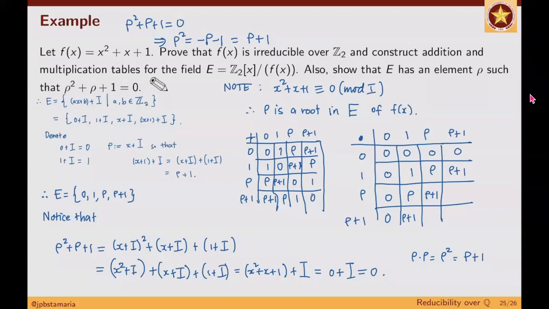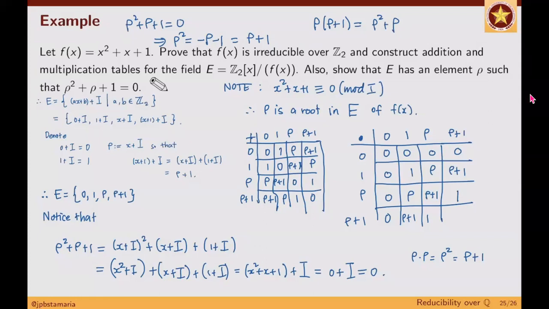Sige nga, gawin nyo nga yung rho times rho plus 1. Ano ang rho times rho plus 1? Magiging ano to? Rho squared plus rho. But take note that rho squared plus rho plus 1 is 0. So anong rho squared plus rho? Negative 1. Pero ang negative 1 ay 1. Kaya ito ay 1. 1 din ito. Commutative ring kasi yan.